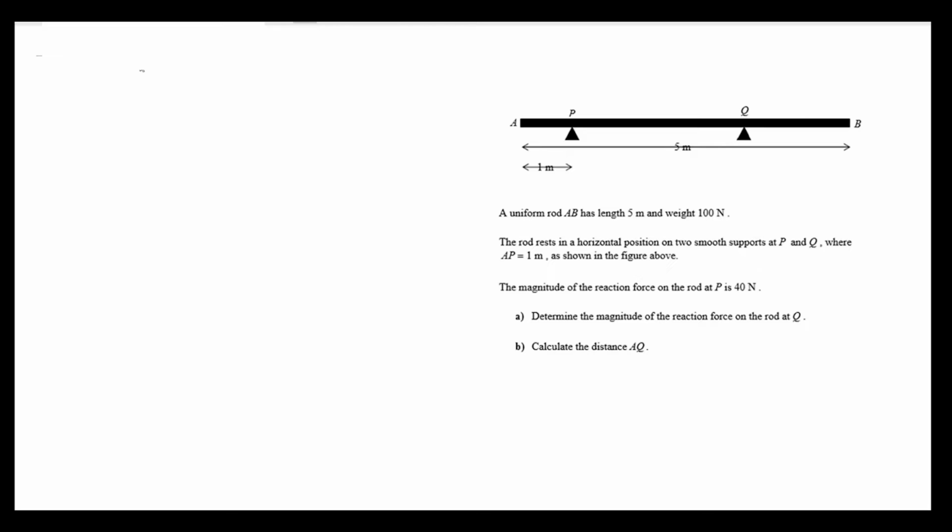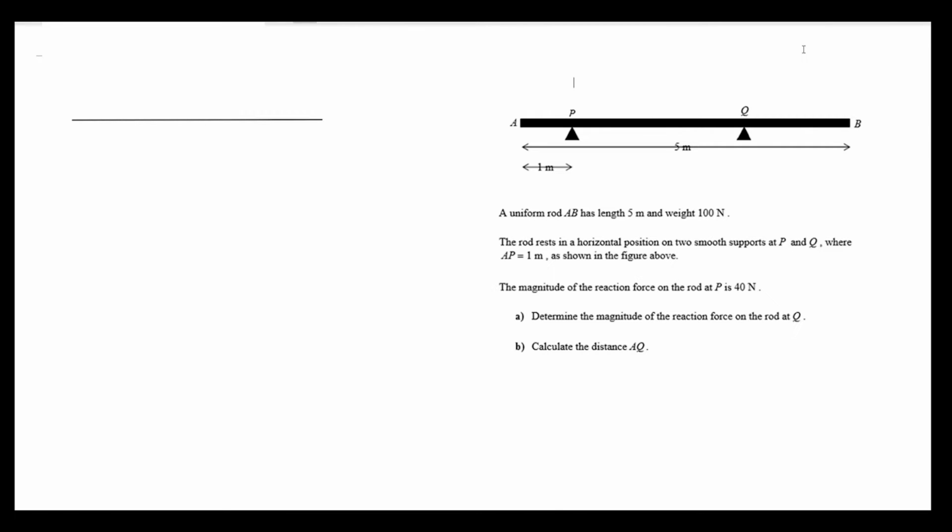So in this question, we've been told that a uniform rod AB has a length of 5 meters and a weight of 100 newtons. So we are given a diagram in the question, but I would always want to produce my own diagram so that I can annotate it fully and just get a better understanding of what's happening as I'm producing that diagram. We're then told that the rod rests in a horizontal position on two smooth supports, P and Q.